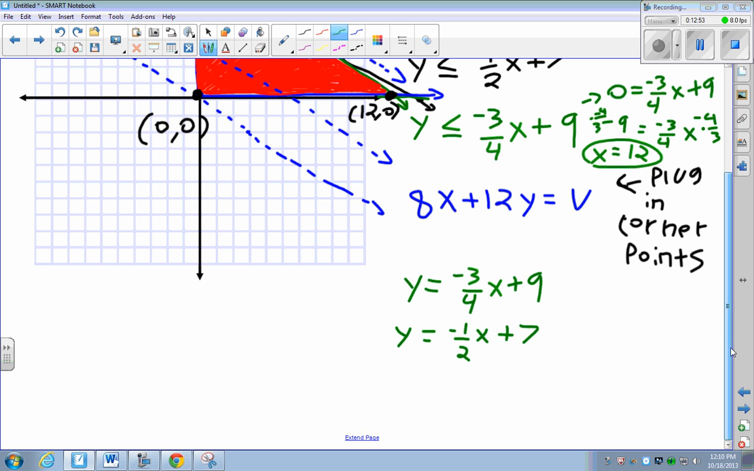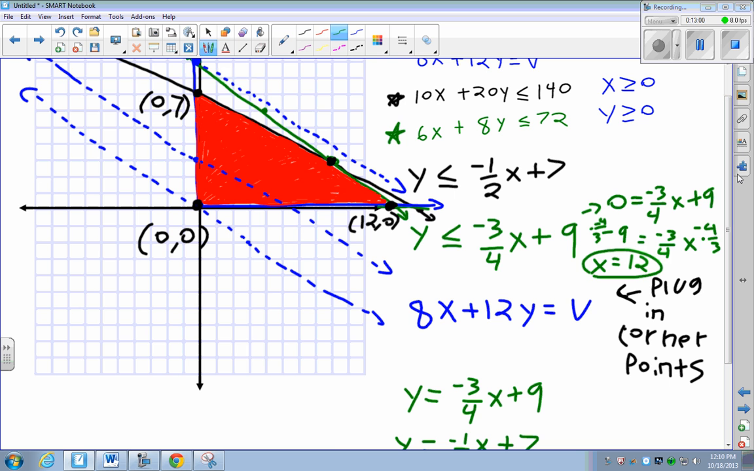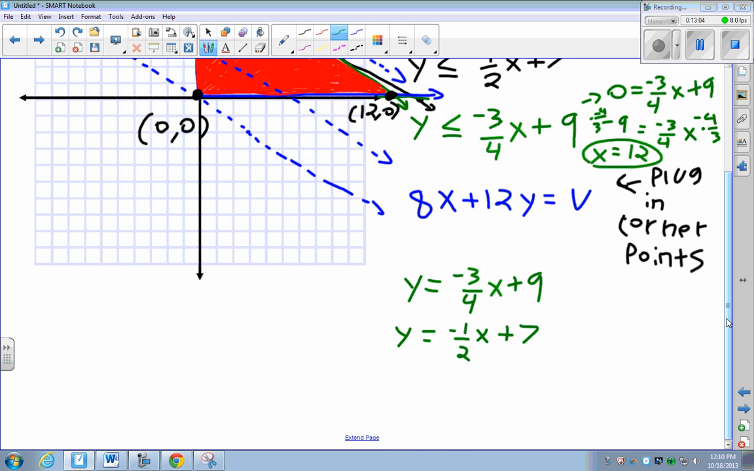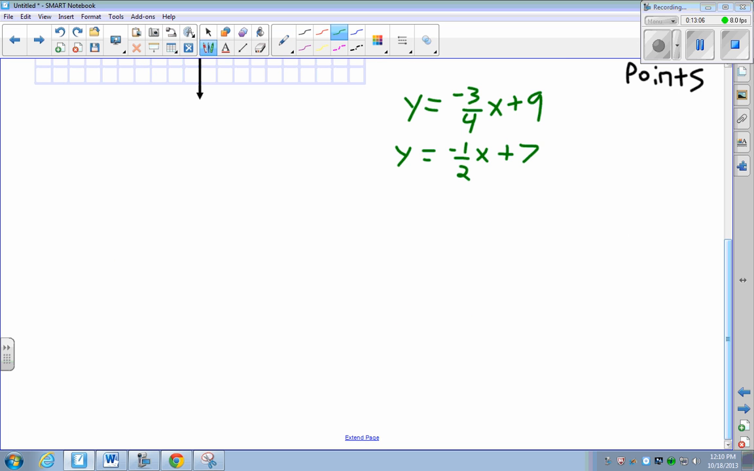Okay, so we've got that y is equal to one thing and y is equal to another. And where they intersect, they're going to have the same y, right? So let's just go ahead and say y is equal to y, or set each equation equal to each other. So -3/4x is now equal to the other equation.